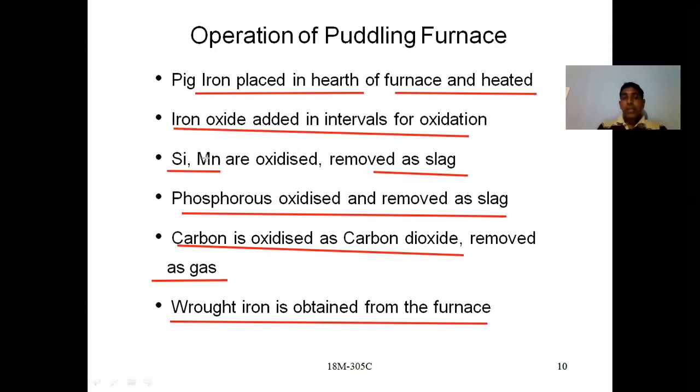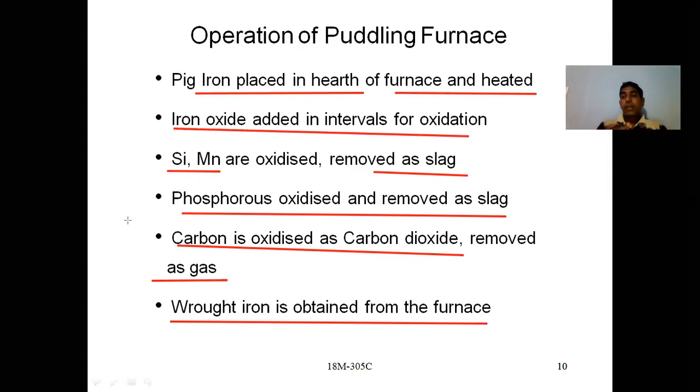So what will happen? These are the impurities that are present in the pig iron. Your silicon and manganese are oxidized and removed in the form of slag, and phosphorus is oxidized and removed as slag. And if you see the carbon, it reacts with oxygen and forms carbon dioxide. We know that carbon dioxide is a gas, and it leaves the furnace in the form of gas. So the first three impurities are removed in the form of slag, and your carbon is removed in the form of gas.